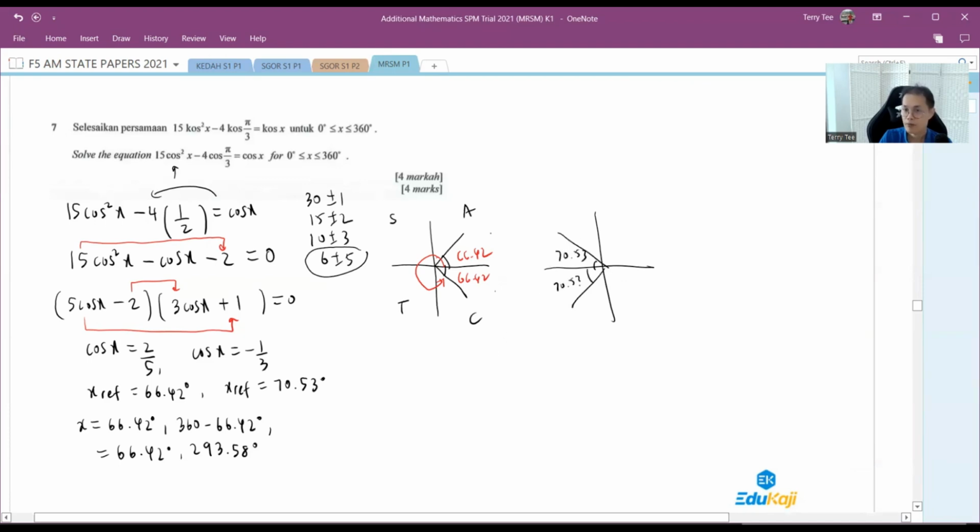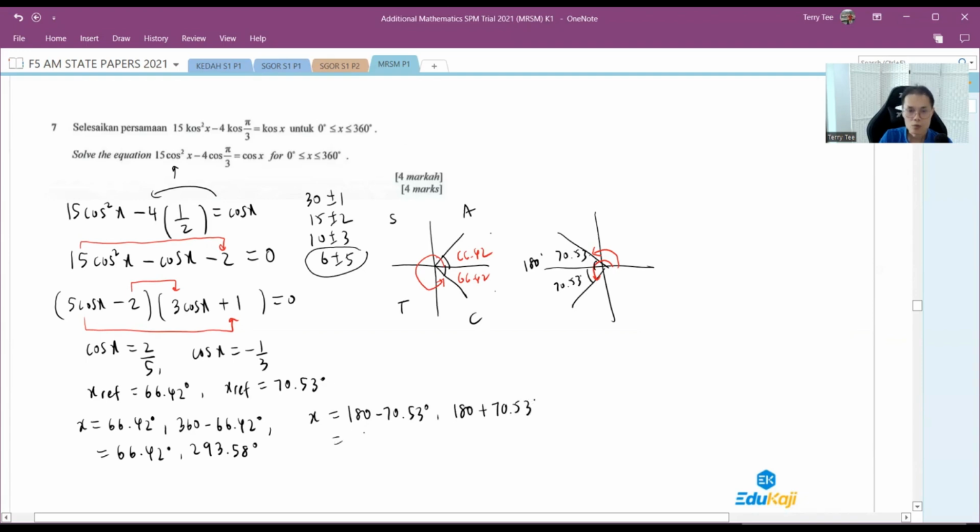Second answer, 70.53 in quadrant 3. So we write quadrant 2. Remember, we are finding the general angle now. The general angle is measured from the positive x-axis. So for the first one I need to do 180 minus, and for the second one I need to do 180 plus. So let's work it out: 180 minus 70.53 and 180 plus 70.53.